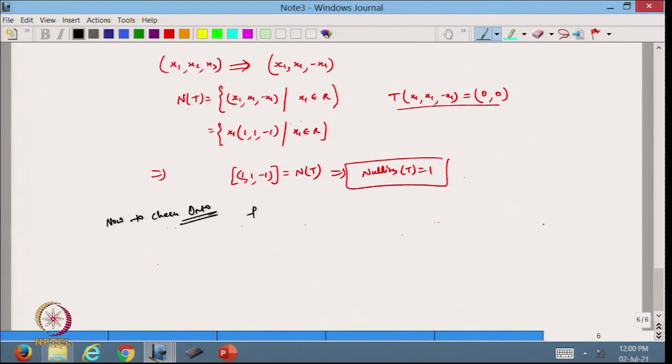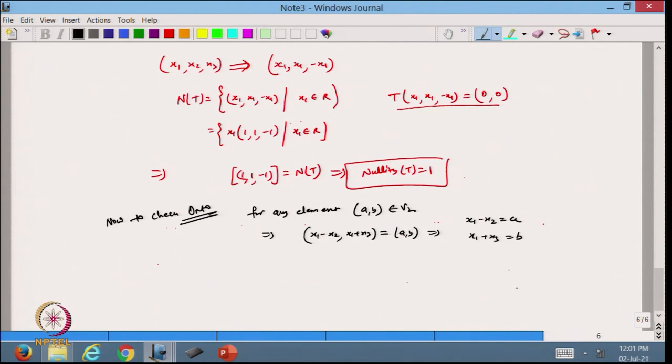Onto means for any element, suppose I take the element, I call it (a, b), belonging to V2, which implies that (x1 minus x2, x1 plus x3) should be equal to some (a, b), because I have just taken one element (a, b) from V2 and the elements of V2 are of this form. Now from here I get x1 minus x2 is equal to a and x1 plus x3 is equal to b.